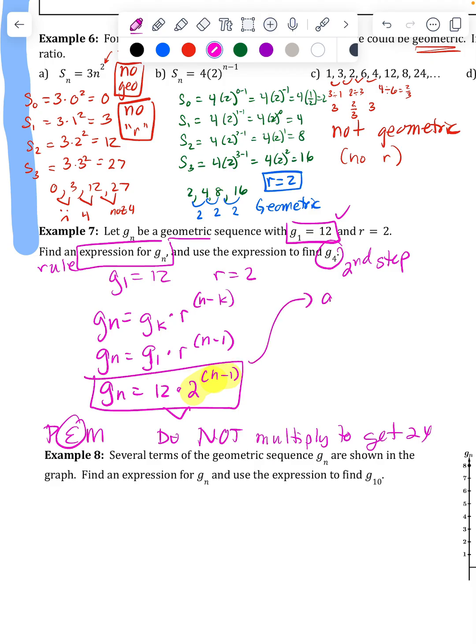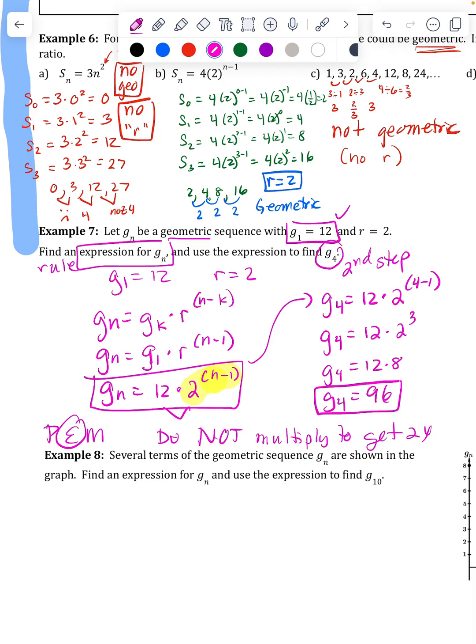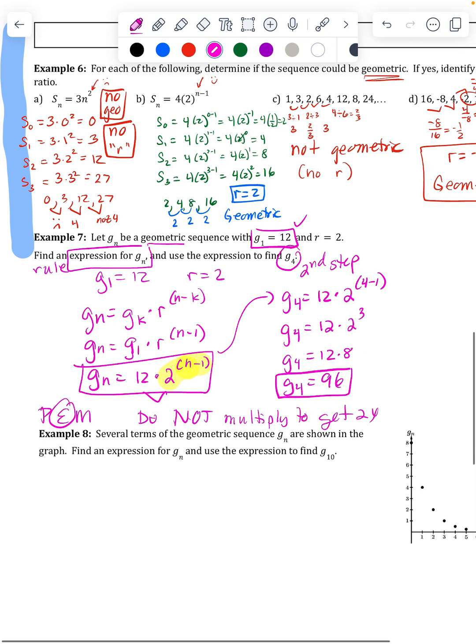So if you want me to find the fourth number in the list, I'm going to put in a 4 for my n, and the fourth term will be 12 times 2 to the third. And again, that exponential gets done first. So my fourth term would be 96. So it does a lot, but it's just starting with the formula and finding what you need.